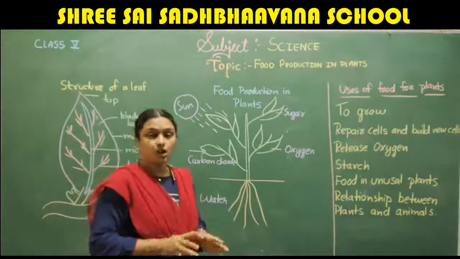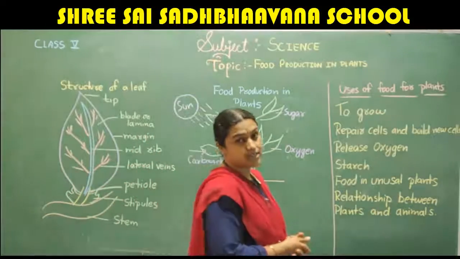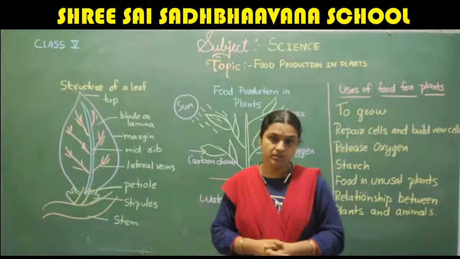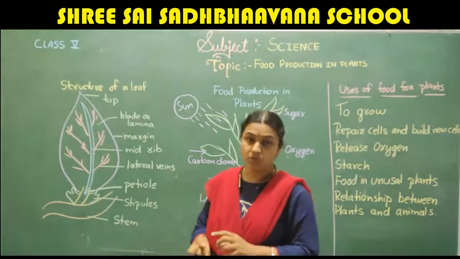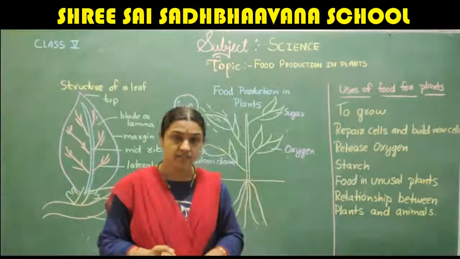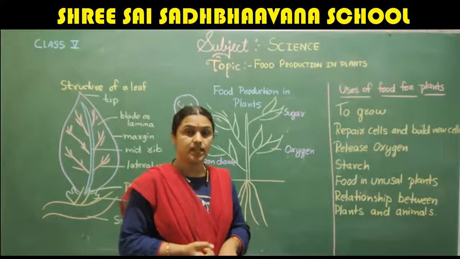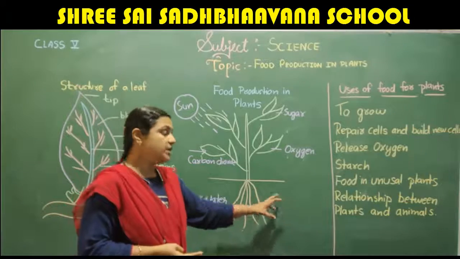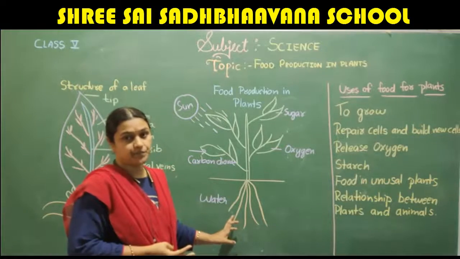So children, what are the important things that are required for a leaf to prepare the food? At foremost, it requires the sunlight, the carbon dioxide, the water, and the minerals present in the soil.